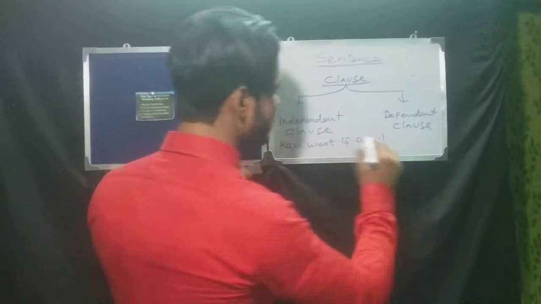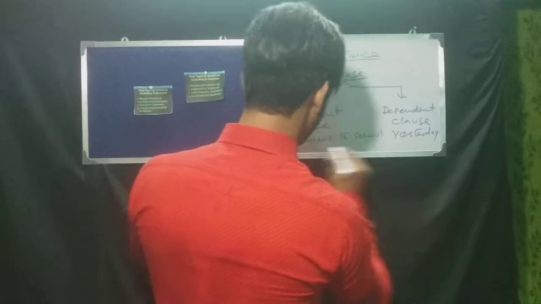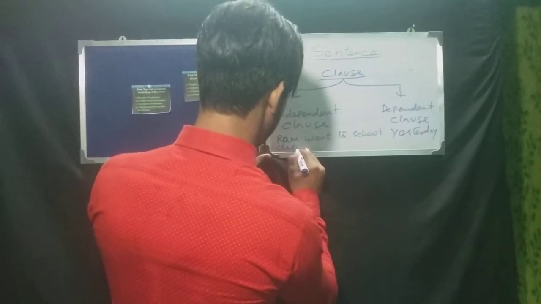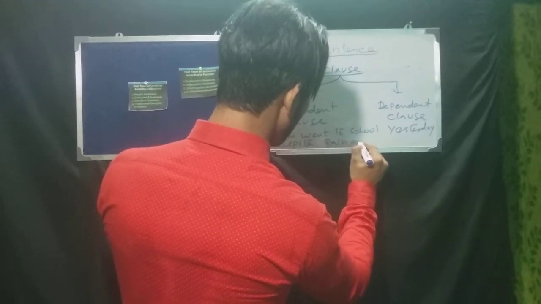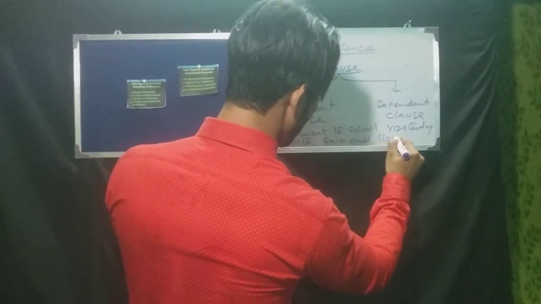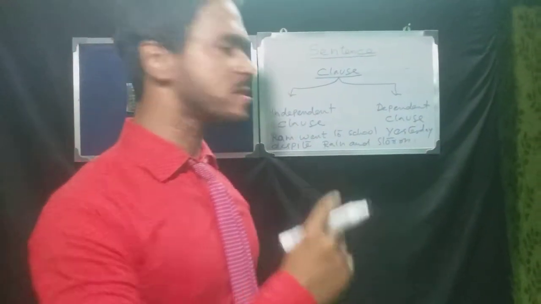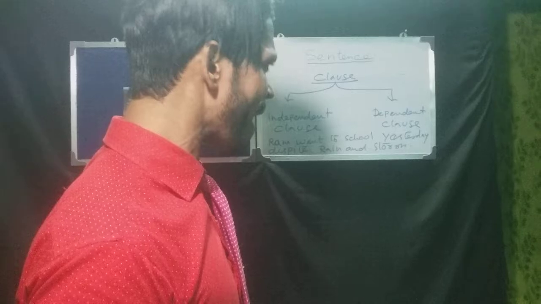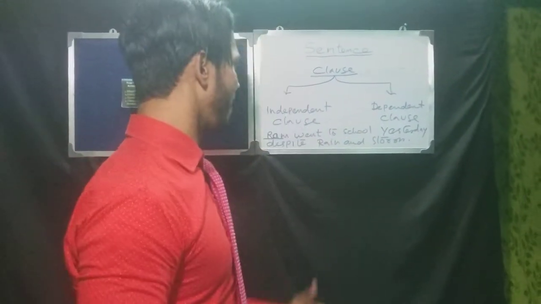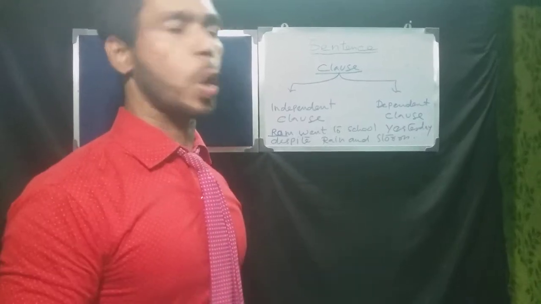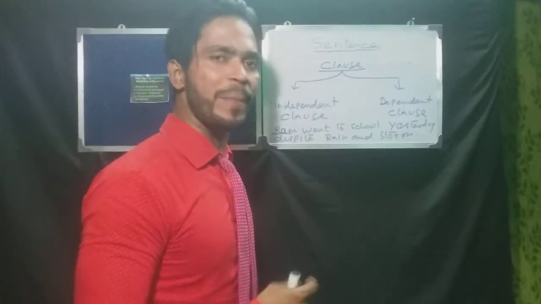Ram went to school yesterday despite rain and storm. Here, Ram went to school yesterday is an independent clause, and despite rain and storm is a dependent clause.